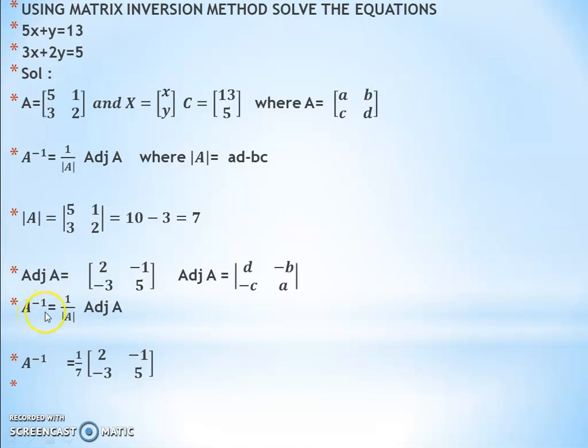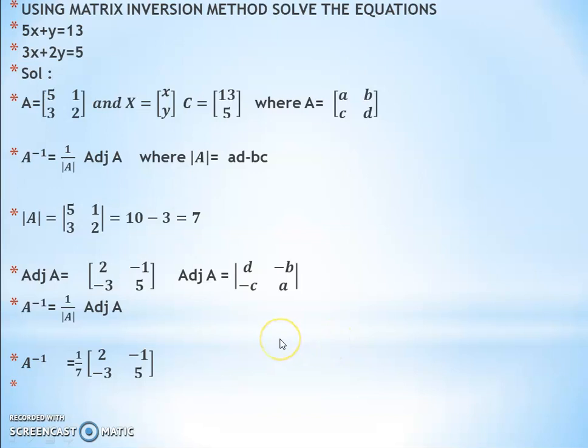Therefore, we have the formula A inverse is equal to 1 upon determinant of A into adjoint of A. So I substitute the value of the determinant, that is 7. So 1 upon 7, and our adjoint is d, minus b, minus c and a, that is 2, minus 1, minus 3, 5.